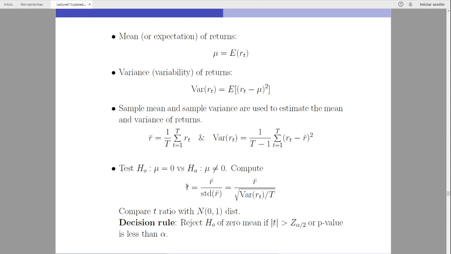We compute this t, a Student t parameter, in which the numerator is the sample mean. This is the regular mean as well, you know, the arithmetic mean from school. And the denominator is the square root of the variance divided by the sample size, divided by T. And so we compare this t value with the normal 0,1 table. So our test will make us reject our null hypothesis of zero mean if the absolute value of this parameter is greater than the corresponding value for the normal distribution, or if the p-value is less than the significance level.